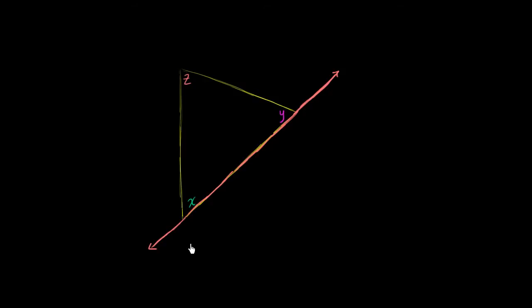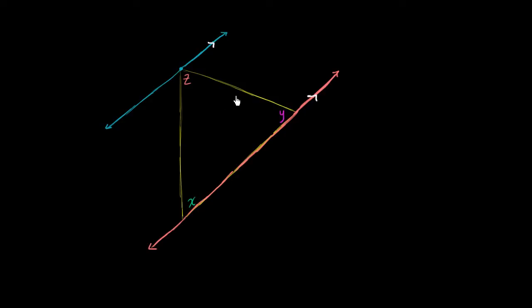And what I want to do is construct another line that is parallel to the orange line that goes through this vertex of the triangle right over here. And I can always do that. I can just start from this point and go in the same direction as this line, and I will never intersect. I'm not getting any closer or further away from that line. So these two lines right over here are parallel. This is parallel to that.